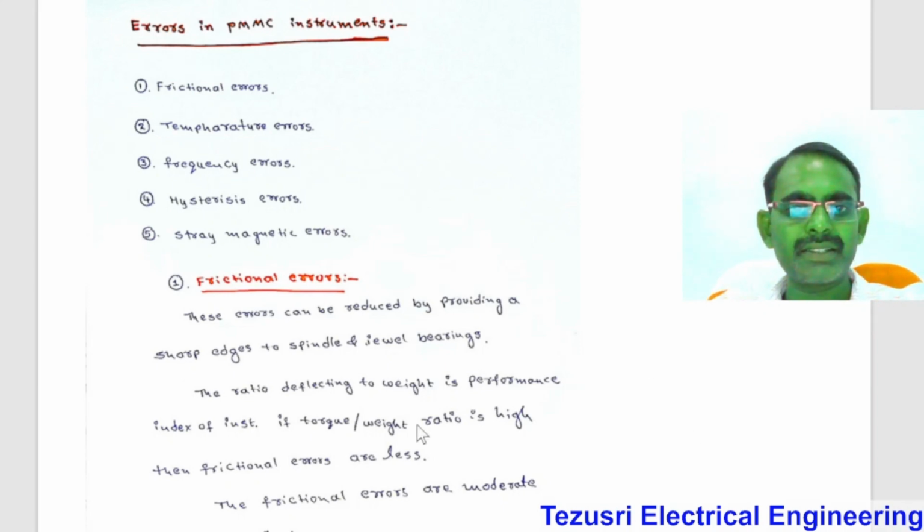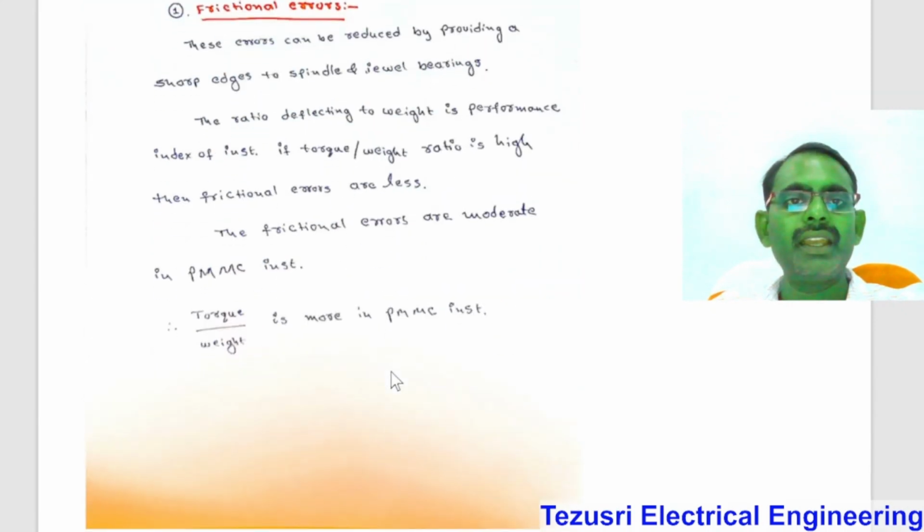First, number one, frictional errors. These errors can be reduced by providing sharp edges to the spindle and jewel bearings. The ratio of deflecting torque to weight is the performance index of the instrument. If this torque per weight ratio is high, the frictional errors of the instrument are less. In the PMMC instrument, these frictional errors are moderate because the torque per weight ratio is high.